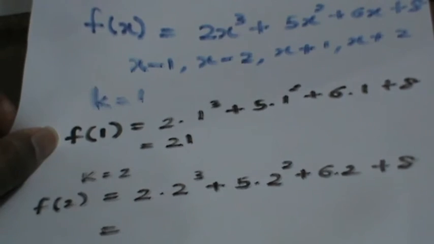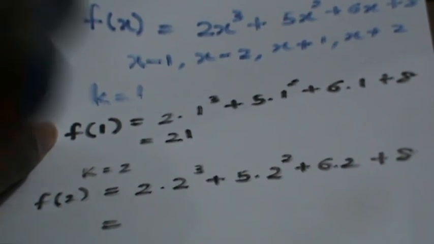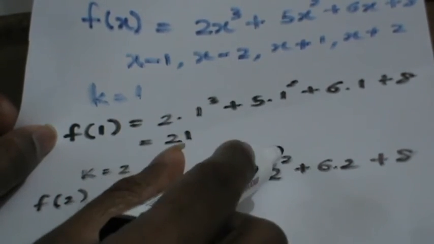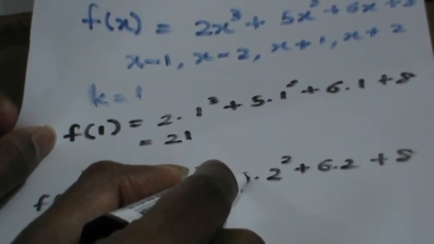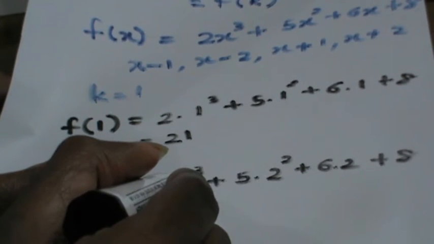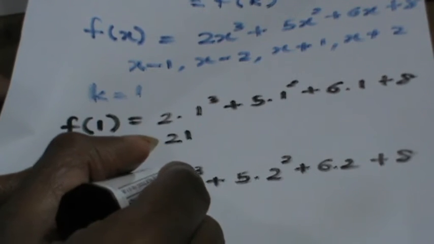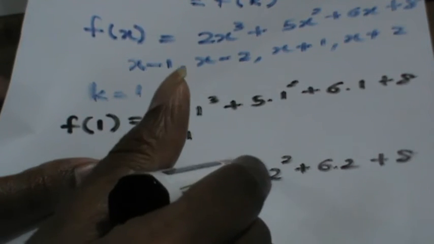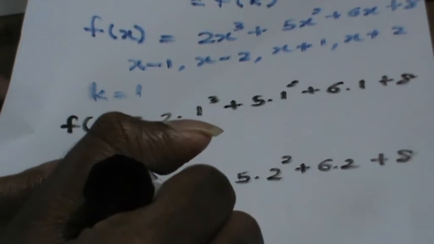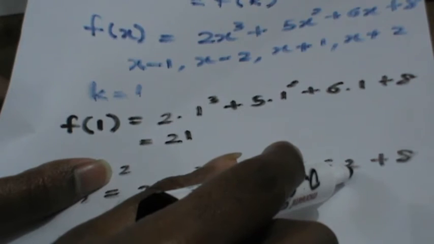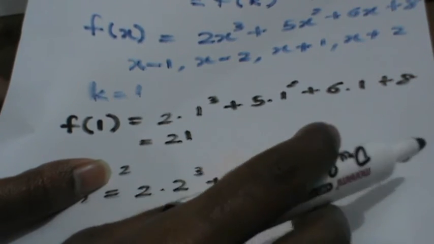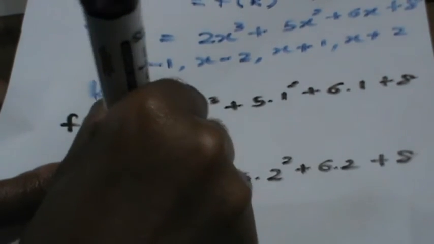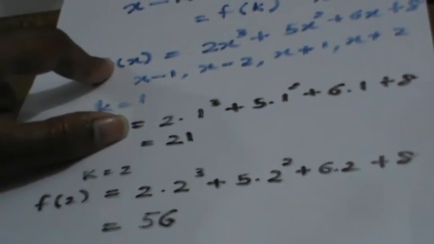So 2 cubed is 8, 8 times 2 is 16, and 2 squared is 4, 4 times 5 is 20. So here will be 16, right? Sorry, 2 times 8 is 16, here will be 5 times 4 is 20, so 16 plus 20 is 36, 36 plus 12 is 48, 48 plus 8 is 56. So the remainder, when I divide f(x) by x minus 2, will be 56.